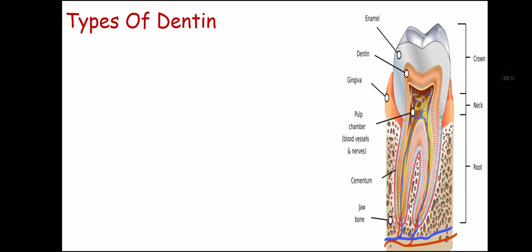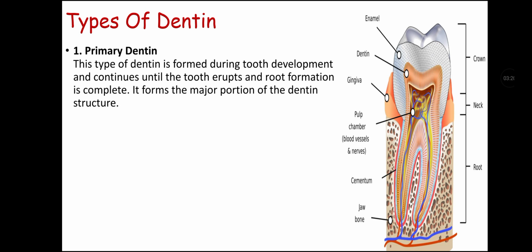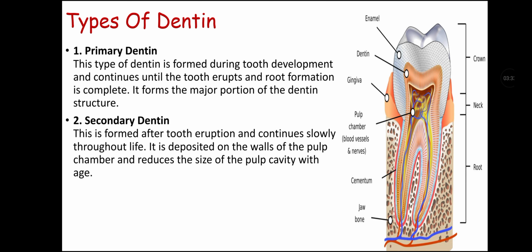Now let's talk about types of dentin. First type is primary dentin. This type of dentin is formed during tooth development and continues until the tooth erupts and root formation is complete. It forms the major portion of dentin structure.